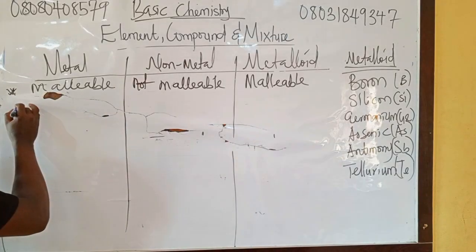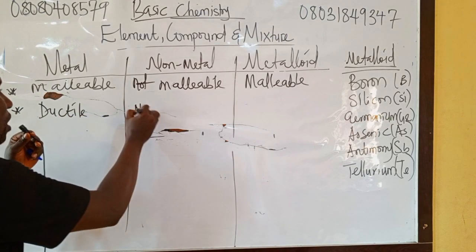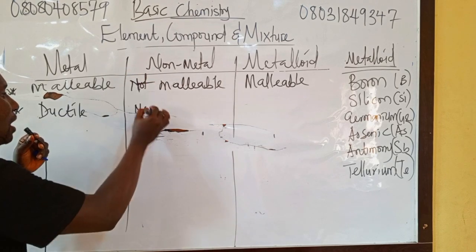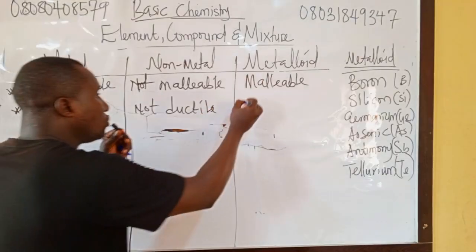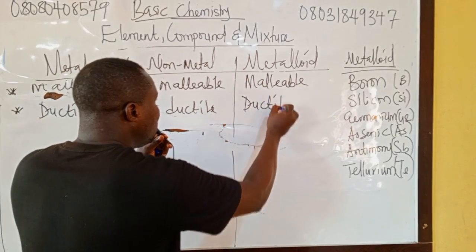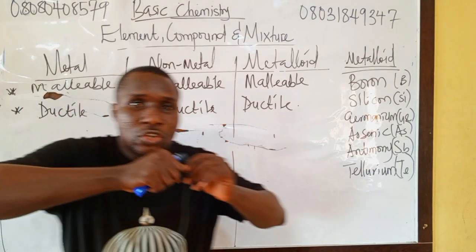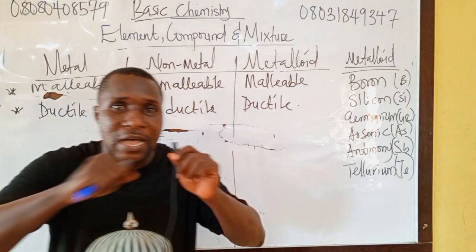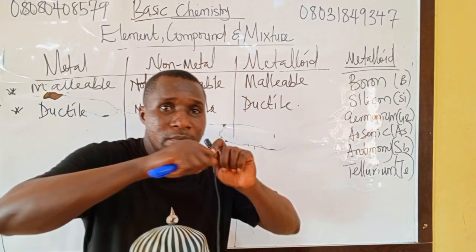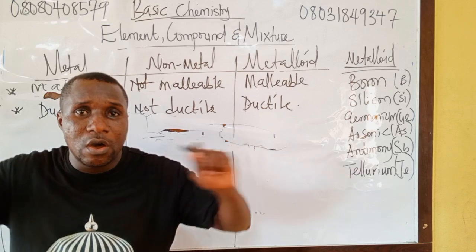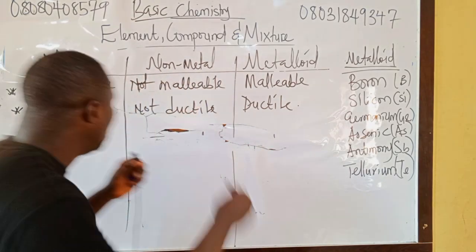Number 2. Metals are ductile. Non-metals are not ductile. Metalloids are also ductile. What is the meaning of ductility? It can be drawn into thin wire. Metals can be drawn into thin wire. Take note of that.